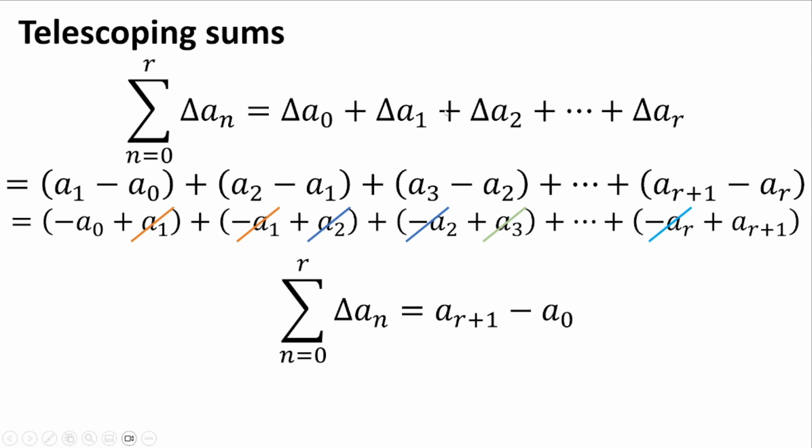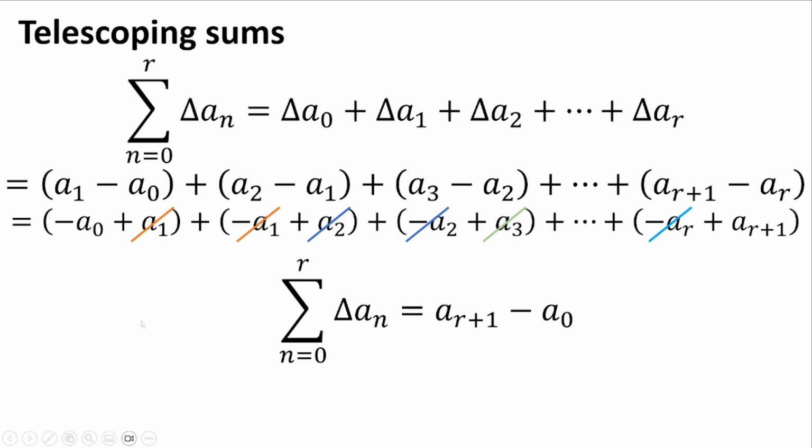If we expand each term here, we will get a1 minus a0, which is delta a0. You take the second term minus the first term, a1 minus a0. Delta a1 is a2 minus a1. Delta a2 is a3 minus a2, and so on until a(r+1) minus ar. If we flip those terms one on the other, we will get negative a0 plus a1, negative a1 plus a2, negative a2 plus a3, and so on.